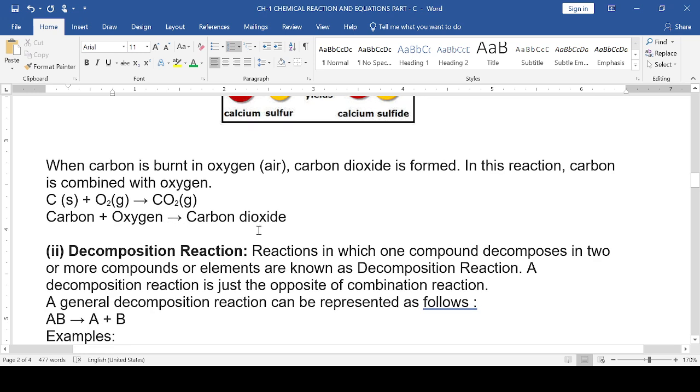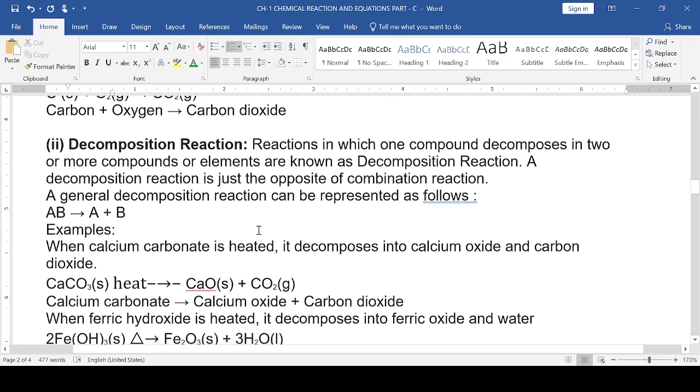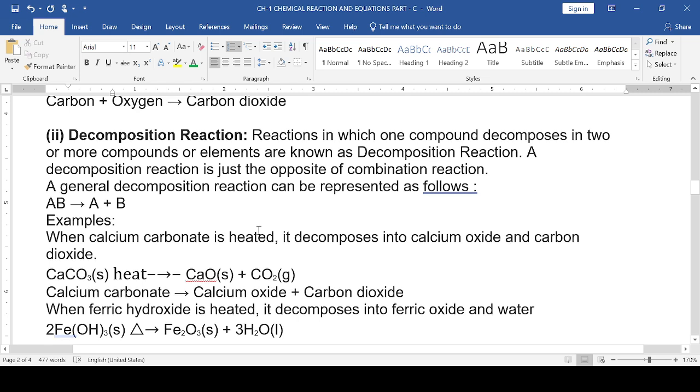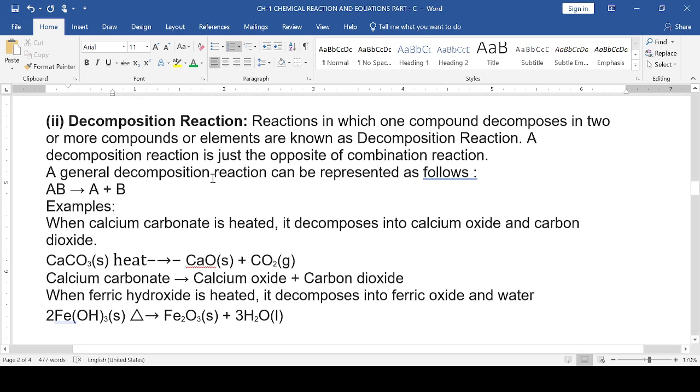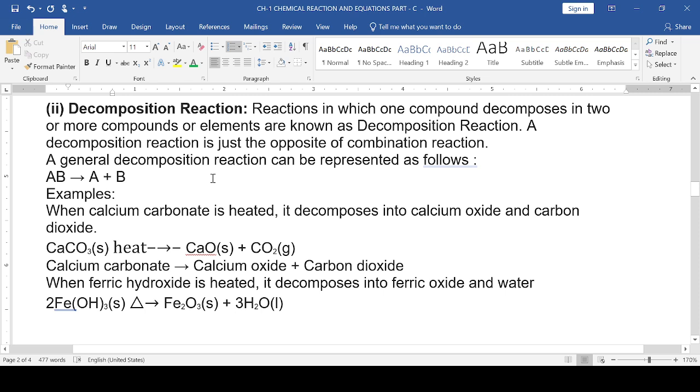Another example. Please remember the examples and the equations so that you can write the definition and the chemical equations as well. Examples play a very important role in chemistry, dear students. Second one is decomposition reaction. Reactions in which one compound decomposes into two or more compounds or elements are known as decomposition reactions. A decomposition reaction is just the opposite of a combination reaction. AB, which was combined, splits into A plus B.